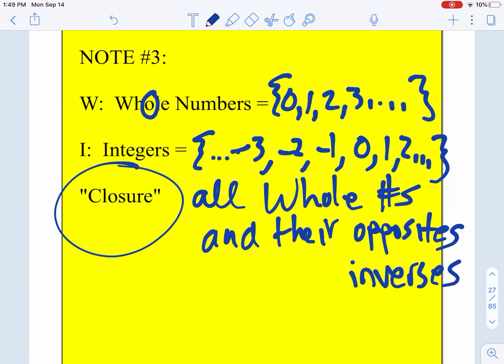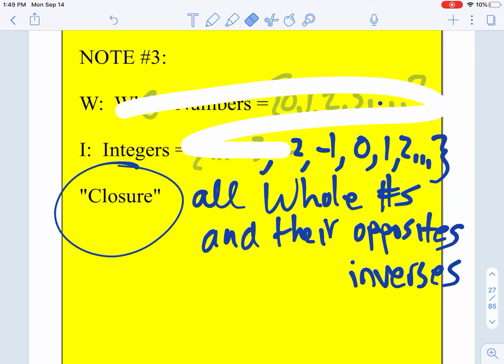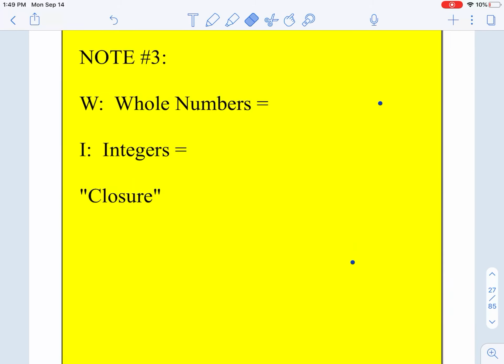Closure is a new term. Let's talk about closure. Closure has to do with the fact that you can get an answer to a certain operation in a system. So let me give you an example to help you understand closure.